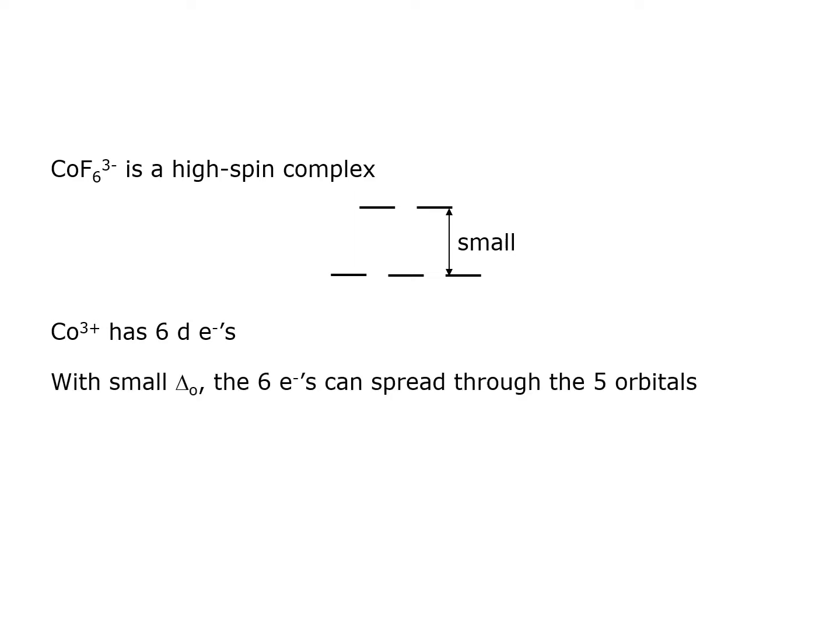Here, given the small splitting energy, we expect to see all six electrons spread through the 5 d orbitals. That is, because the splitting energy is small, it's going to be easier to populate the higher energy orbitals than it would otherwise be to pair up the electrons. We again add them one at a time in the lower orbitals, 1, 2, and 3, then 2 up above, 4 and 5, with number 6 being placed on the left in the lower set of orbitals. Because I have 4 unpaired electrons, I would predict hexafluorocobaltate(III) to be paramagnetic.